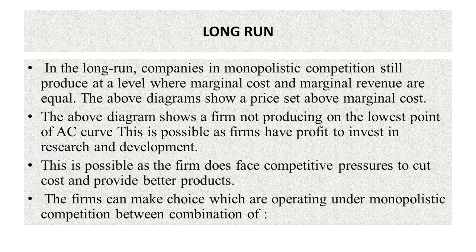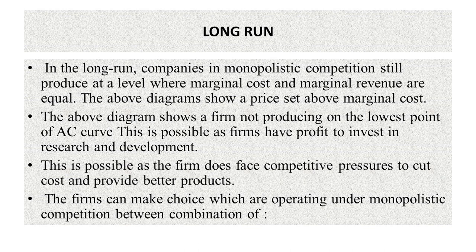In the long run, companies in monopolistic competition still produce at a level where marginal cost and marginal revenue are equal. The diagram shown in the slide shows a price set above the marginal cost. The diagram shows a firm not producing at the lowest point of the average cost curve. This is possible as firms have profit to invest in research and development. And this is possible as the firm faces competitive pressure to cut costs and provide better products.